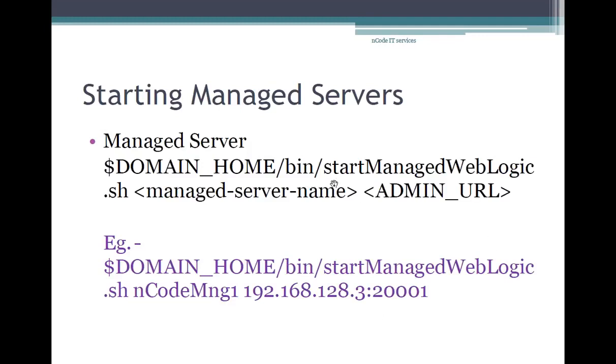So what we have here is a single script, and we need to pass the parameters. So domain home, bin, startManagedWebLogic.sh is the script name. Managed server name is what we pass, like encode mng1. Admin URL means where the admin is running, at this IP, at this port. So we are using startManagedWebLogic, managed server name, admin URL. That's to start your managed server.